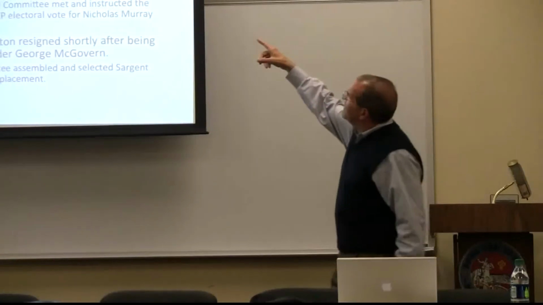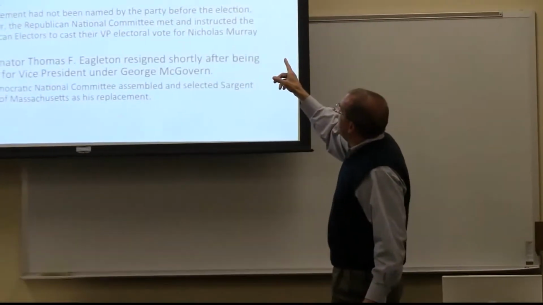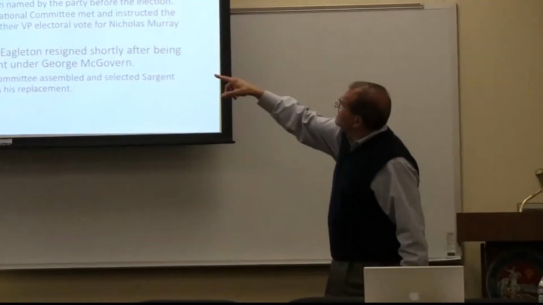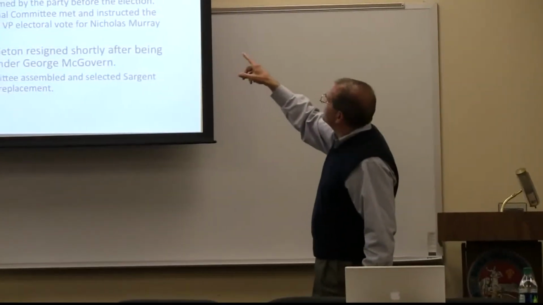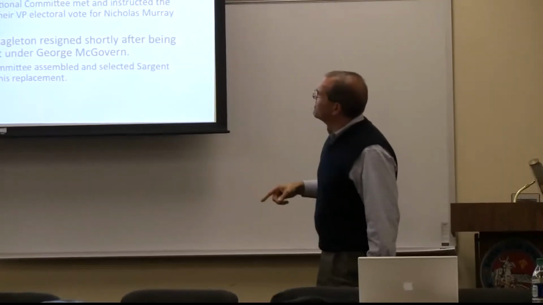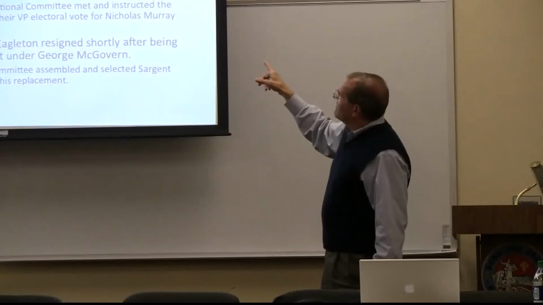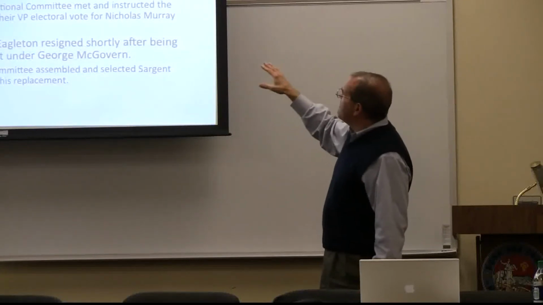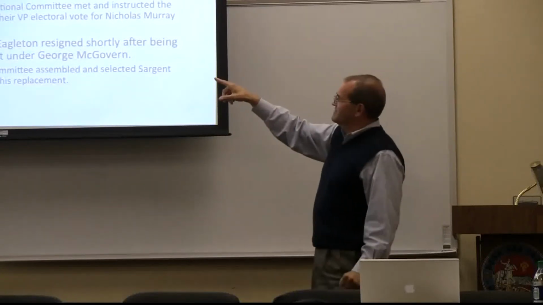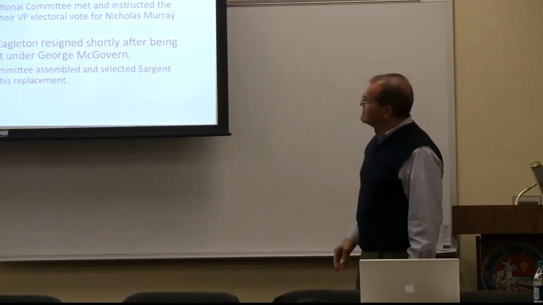So we've never had a presidential candidate die between the National Convention and Election Day. However, in 1912, Republican vice presidential candidate James Sherman, this was under Taft, died on October 30. A replacement had not been named by the party before the election. However, the Republican National Committee met and instructed Republican electors to cast their vice presidential vote for Nicholas Murray Butler.